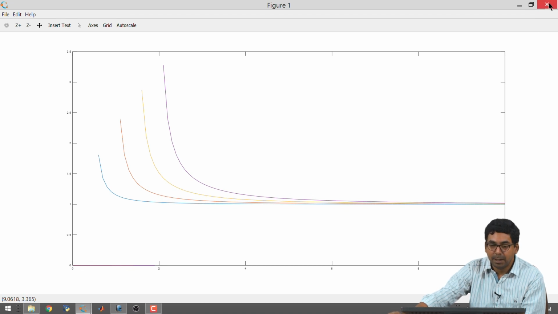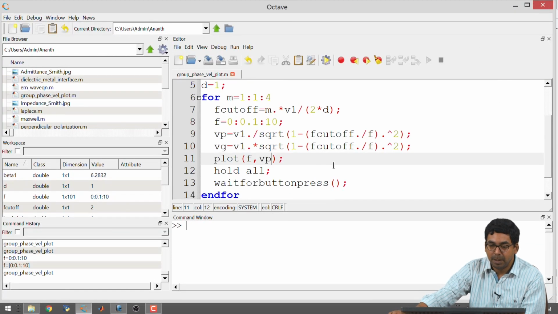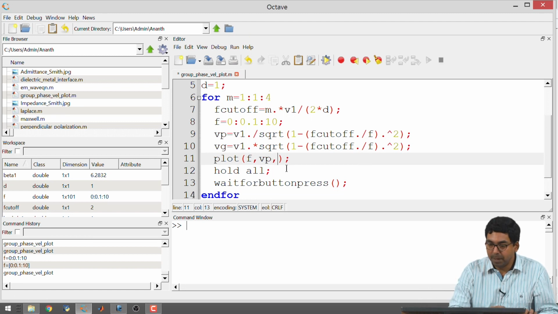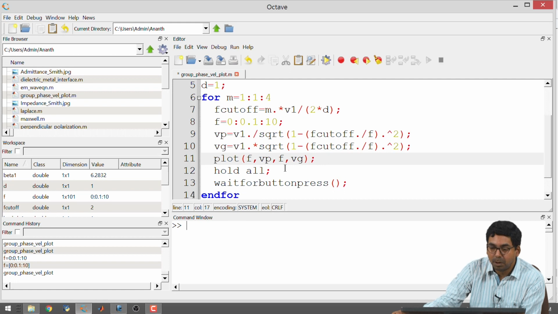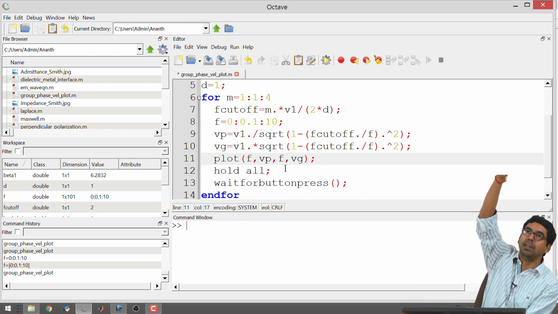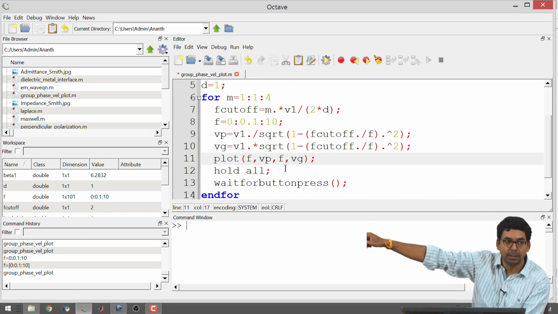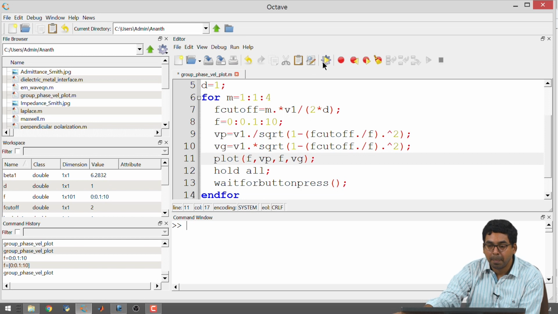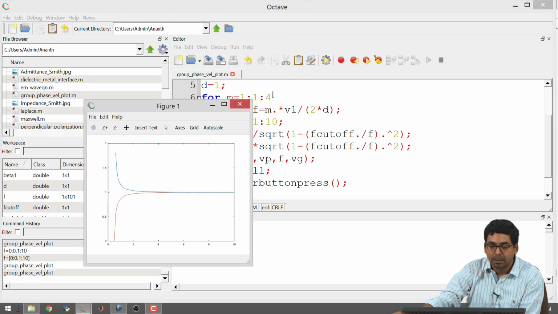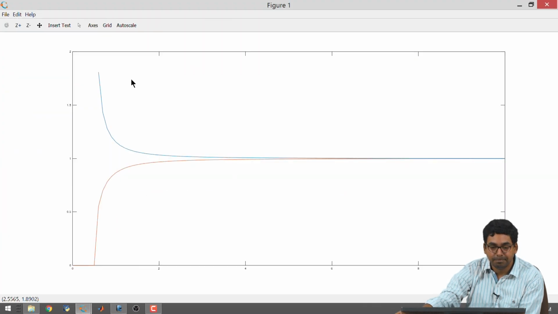I am just going to make it a little bit more interesting, and I am just going to make it comma Vg, also now going to plot group velocities. Now I know that the phase velocities were having this kind of a shape, right? They were going like this, right? Whatever other shape comes should be due to the group velocity, right? Okay. Now I have something going on here.